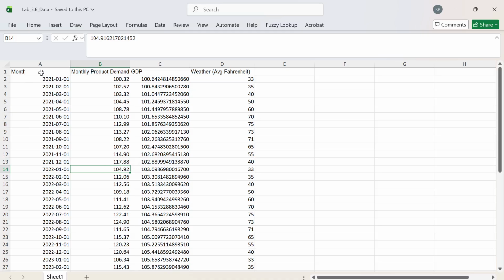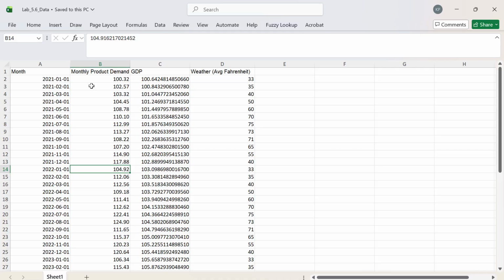You can see columns A, B, C, D. First, in the data dictionary, I want to talk about the data set and its attributes or fields. First, you can see months, the name of column A: the starting date of each month in the data set, for example, the 1st of January 2021.